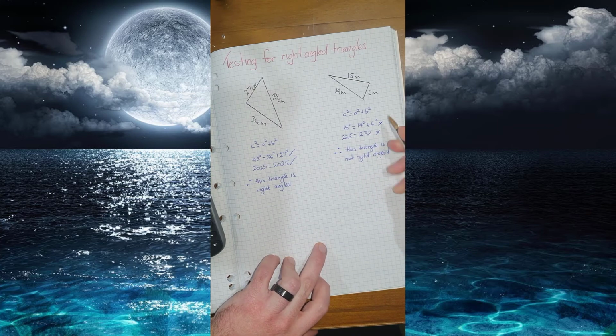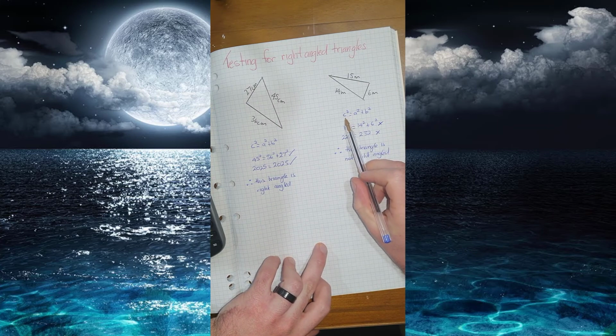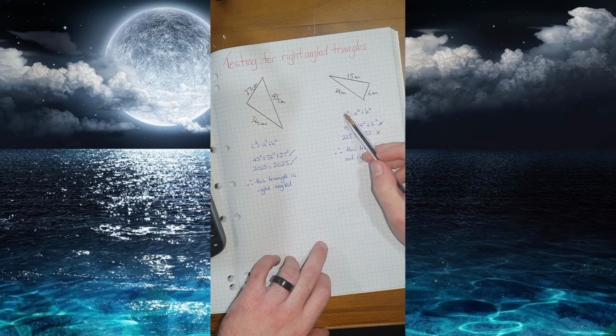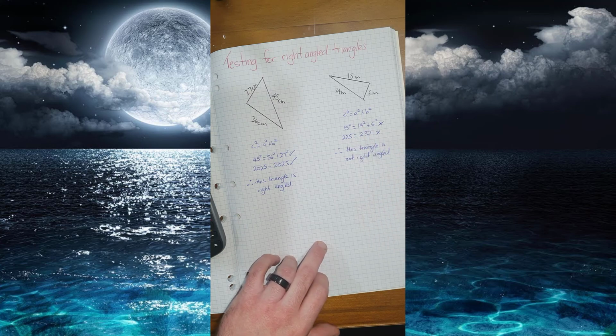Why? Because it does not adhere to Pythagoras' theorem. It doesn't fit in, because when we substitute the values in, we get two different numbers.